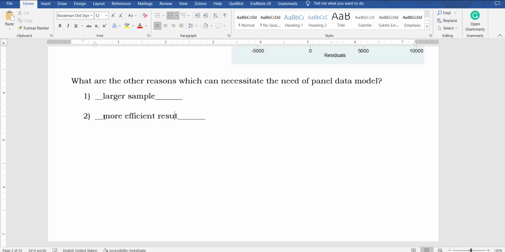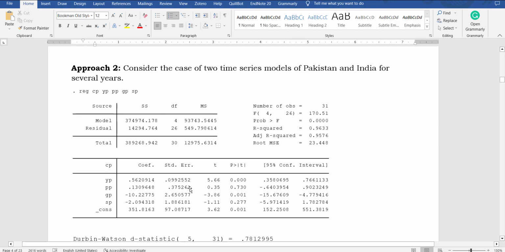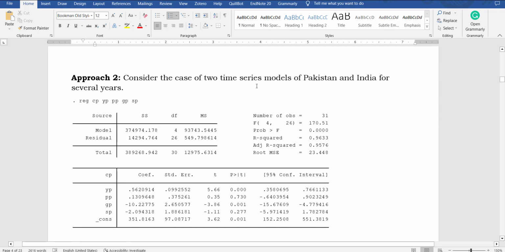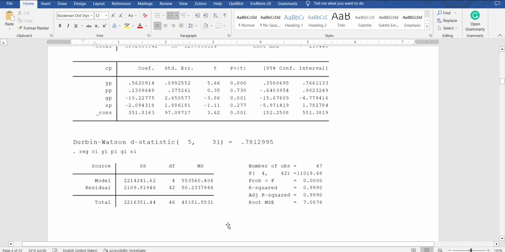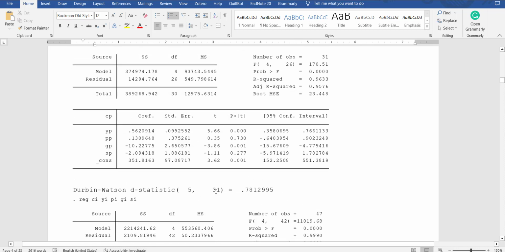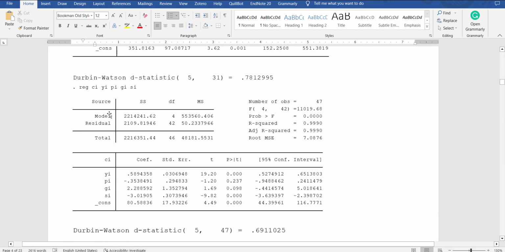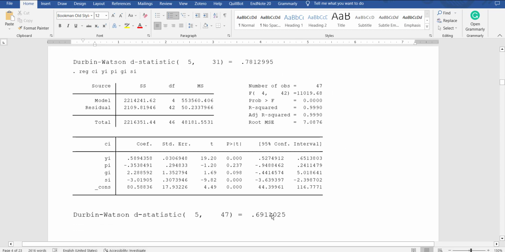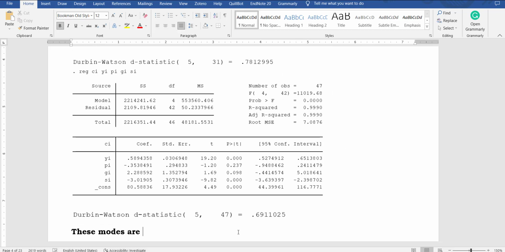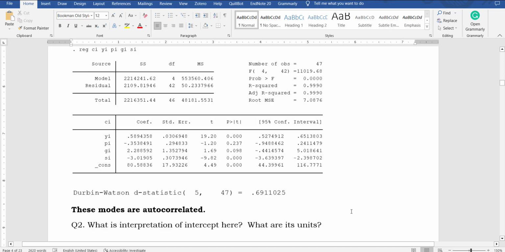more efficient results. Now, on the other side, we consider two countries and make time series models. This is a model for Pakistan, and then we did the Durbin-Watson statistic, and then there is a model for India. In both cases you found out that the Durbin-Watson is not nearing 2, so there is autocorrelation. So these models are autocorrelated. It means that the residuals are showing us that the past residuals are affecting present residuals. So the models are currently not valid.